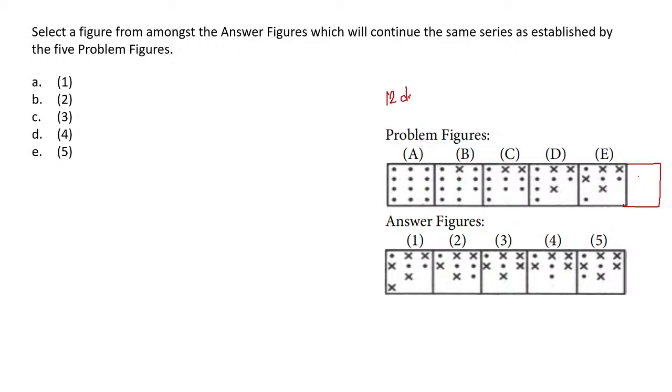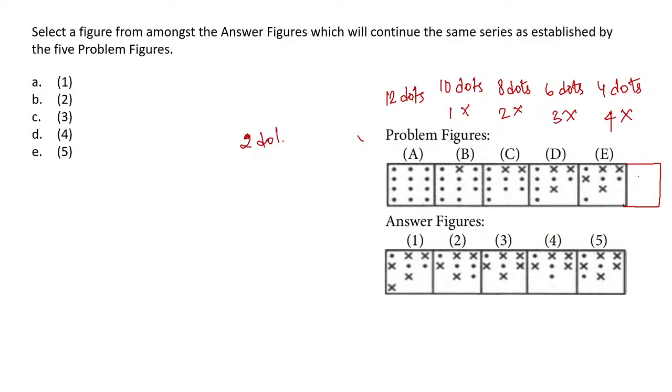Okay. Here we have 12 dots. Here we have 10 dots and 1 cross. Here we have 2 crosses and how many dots? 4 plus 2, 6, 6 plus 2, 8. Okay, 8 dots. Here we have 4 plus 2, 6 dots and 3 crosses. And here we have 1, 2, 3, 4 dots and 4 crosses. So of course by writing this only we know what the next figure is. The next figure should have 2 dots and 5 crosses.